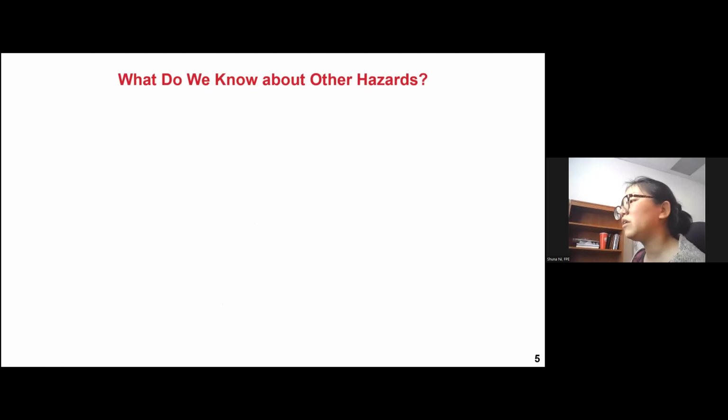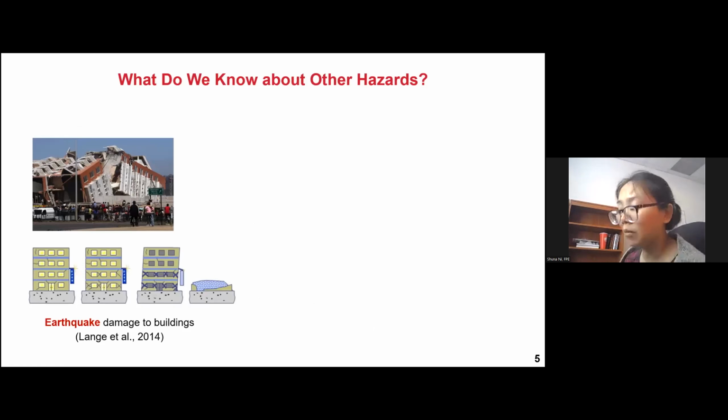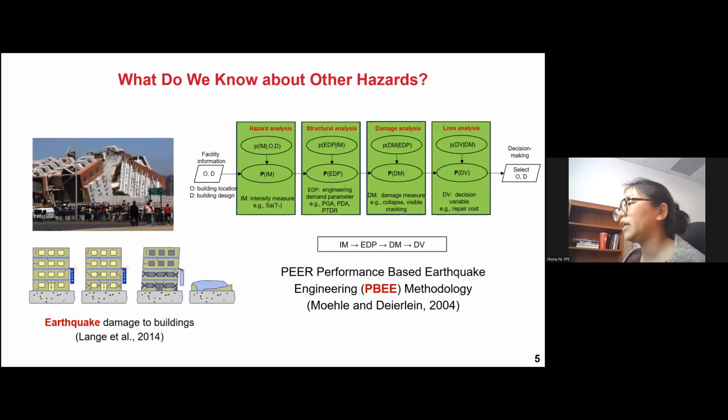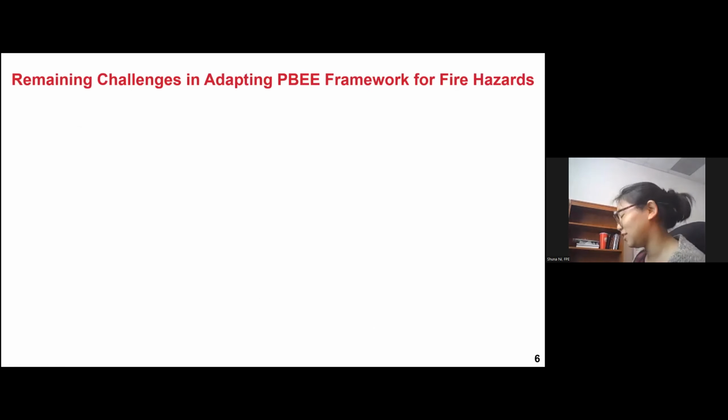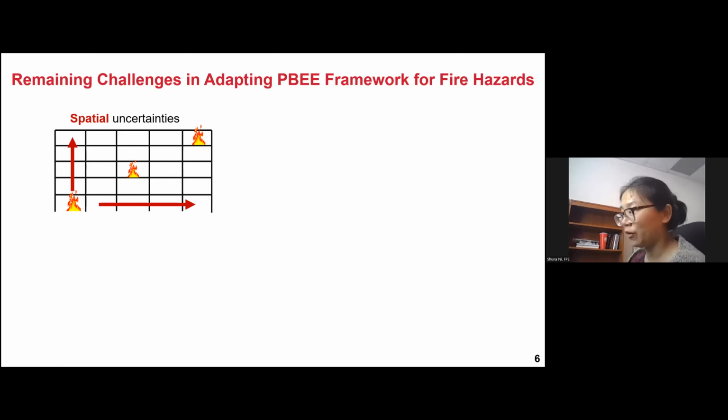A similar framework has already been developed in earthquake engineering, and basically it follows four steps: hazard analysis, structural analysis, damage analysis, and loss analysis. But a similar framework does not exist for fire hazard. So what we have done is develop such a framework. But there are a couple of challenges in developing a framework for fire hazards.